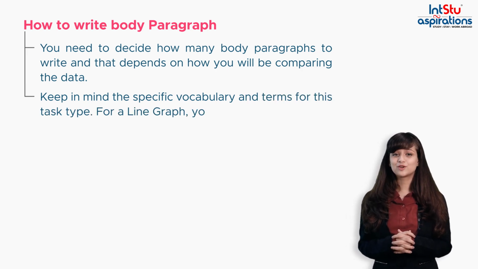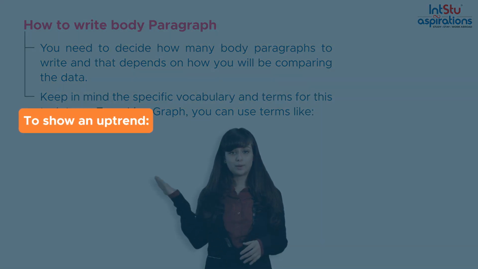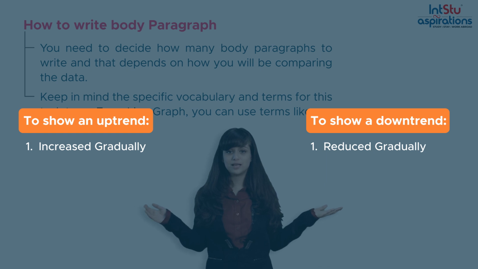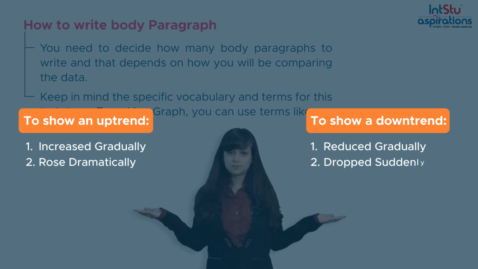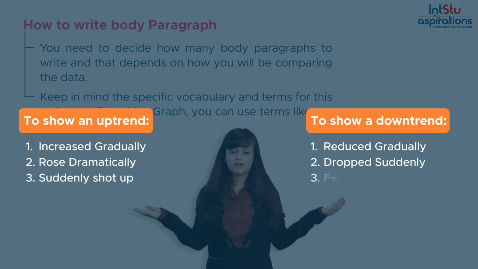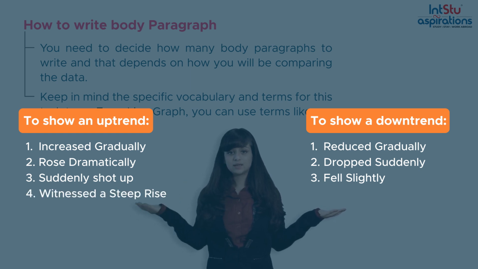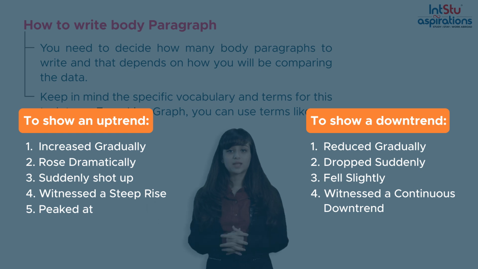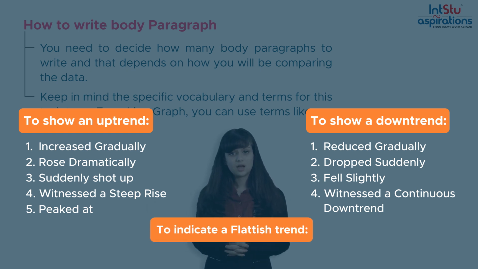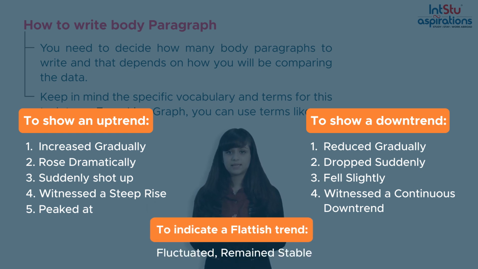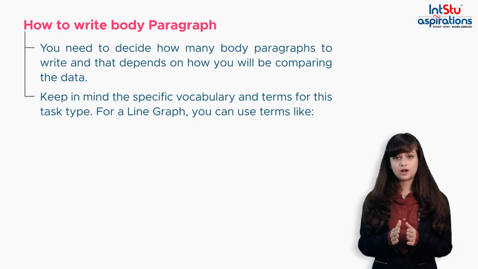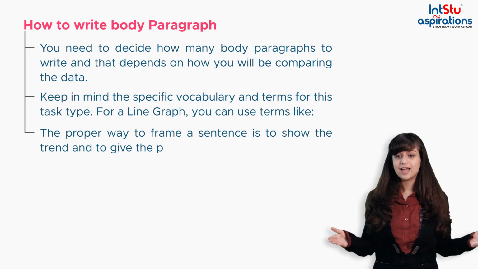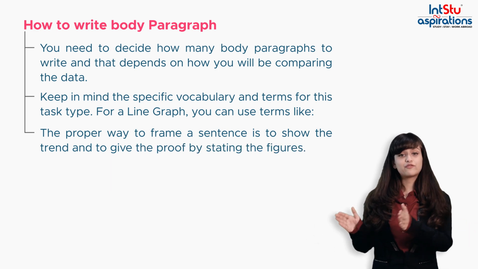For a line graph, you can use terms like to show an uptrend, to show a downtrend, increase gradually, reduce gradually, rose dramatically, dropped suddenly, suddenly shot up, fell slightly, witnessed a steep rise, witnessed a continuous downtrend, peaked at. To indicate a flattish trend, fluctuated, remained stable. For the body paragraphs, the proper way to frame a sentence is to show the trend and to give the proof by stating the figures.